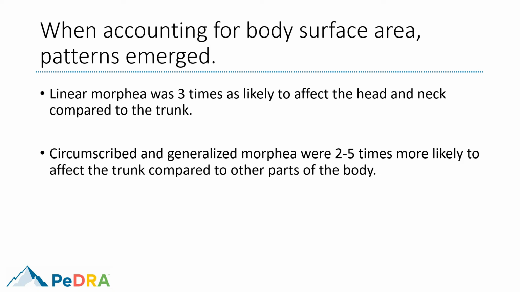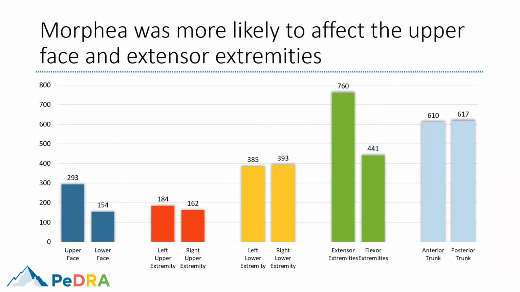In contrast, circumscribed and generalized morphea were 2 to 5 times more likely to affect the trunk compared to other parts of the body. We also found that morphea was more likely to affect certain parts of the face and extremities and trunk. So for example, morphea was more commonly found on the upper face compared to the lower face, and more commonly found on the extensor surfaces of the extremities compared to the flexor surfaces of the extremities.